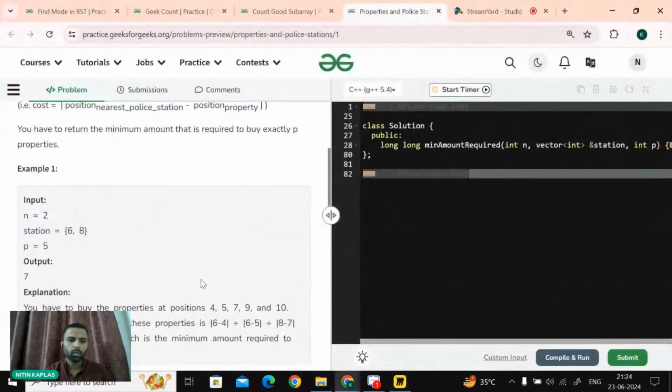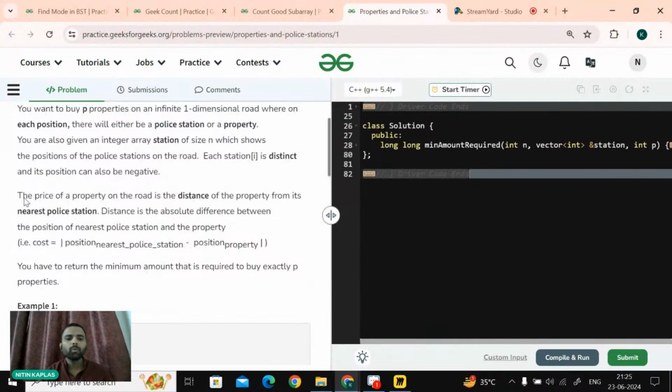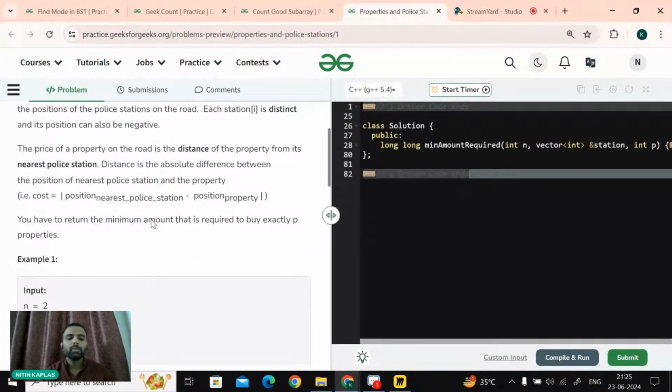Okay, now after that, let's understand this part. The price of the property on the road is the distance of the property from its nearest police station, right? The distance is the absolute difference between the position of the nearest police station and the property itself, right? Now you have to return the minimum amount that is required to buy exactly P properties, right? I want the minimum amount so that I can buy 5 properties, or we can say P properties, right?